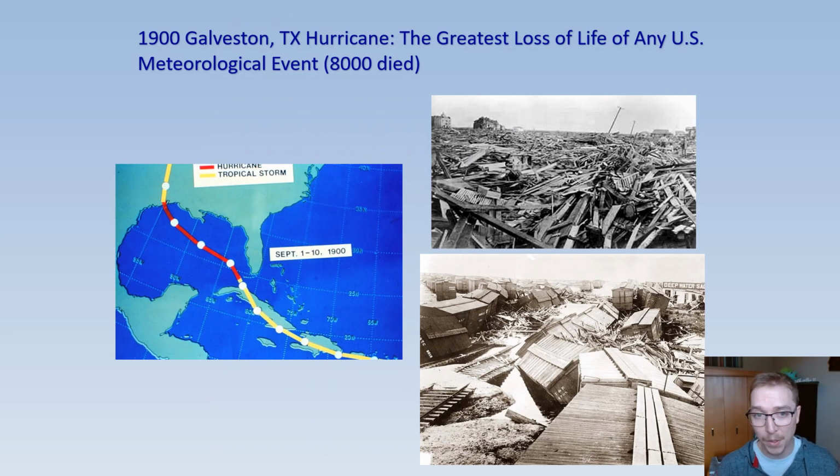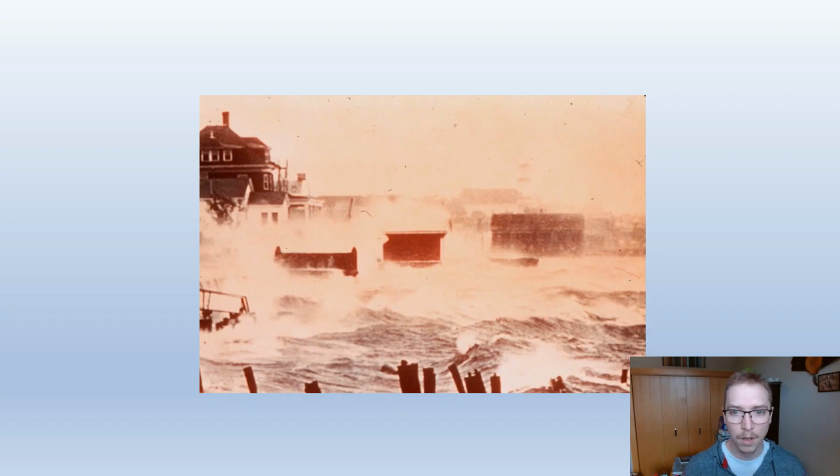So here we can see just another example. This is the 1900 Galveston, Texas hurricane. Greatest loss of life of any U.S. meteorological event. Over 8,000 died. This is the estimated track, moving over the Caribbean, intensifying over the Gulf, and then slamming into Galveston when it made landfall. And you can see there's basically nothing left of the area where it made landfall except piles of timber. And here we can see another example. From Galveston to Katrina, these are events that should be taken seriously and with the utmost respect.